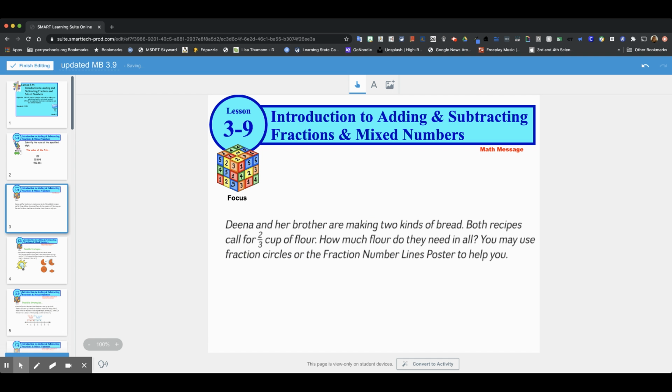Our math message today is: Dina and her brother are making 2 kinds of bread. Both recipes call for 2/3 cup of flour. How much flour do they need in all? You may use fraction circles or the fraction number lines poster that you can find on the Everyday Math Toolkit to help you. Pause the video and come back.